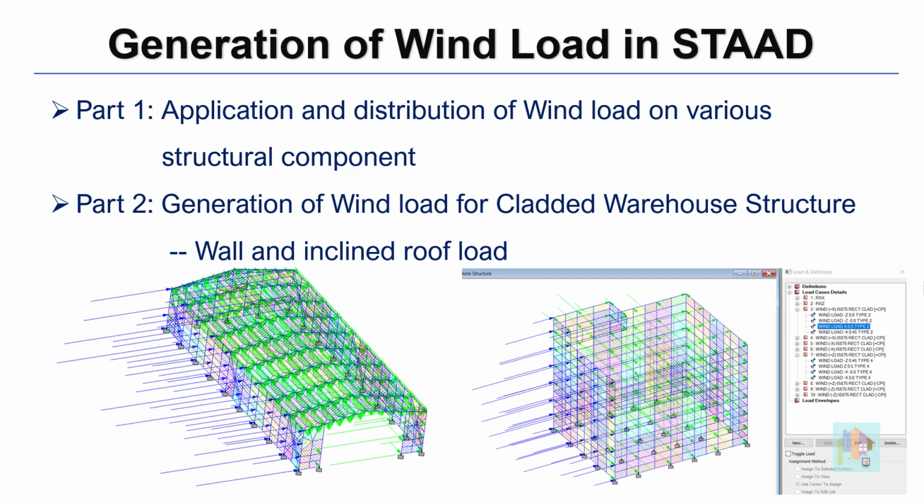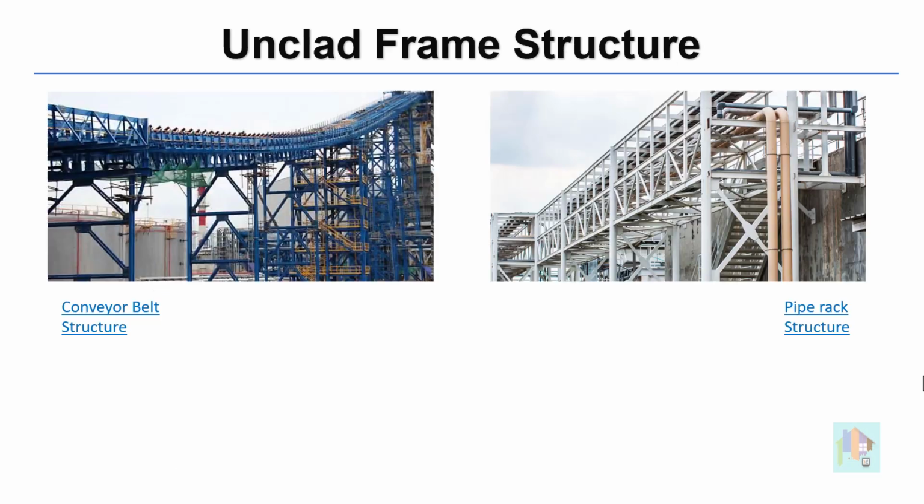In the last two parts of this series, I have covered the basics of wind application and used the wind load generator to apply load on different types of structure, including a cladded building and a pitched roof warehouse on wall, roof, overhang. You can check those for more details.